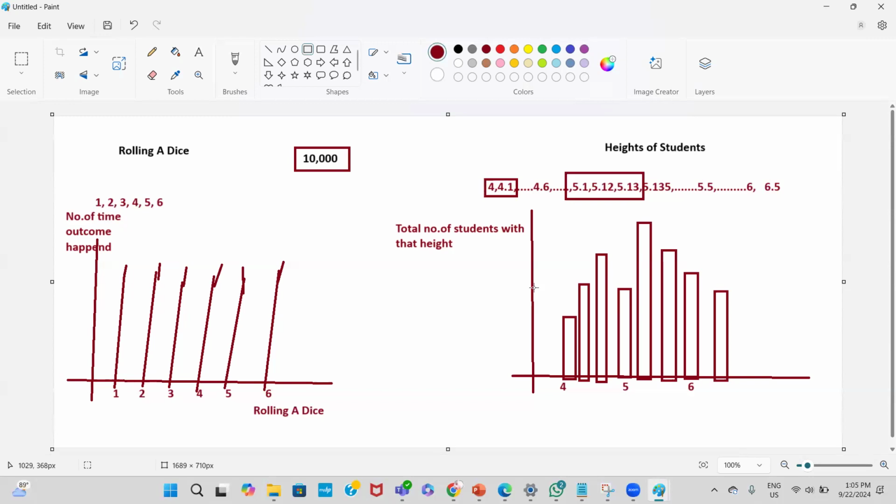So if I draw a graph of this, it will always be continuous. If you make the bins very small, it looks like this. So I'm making the bins a little smaller.